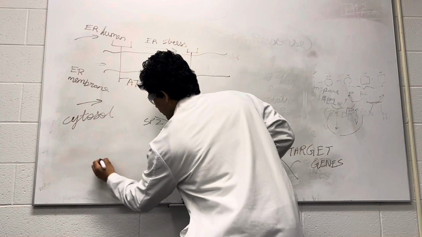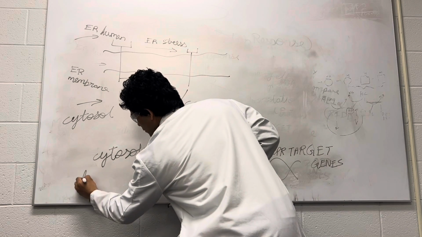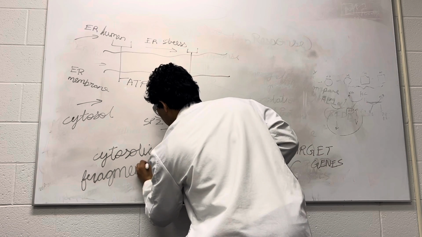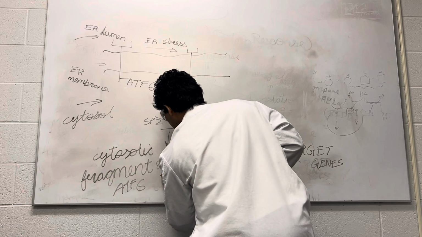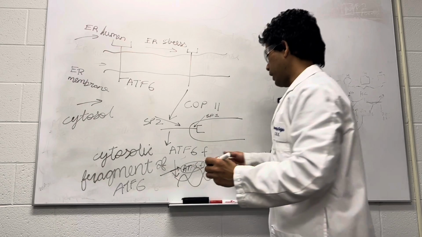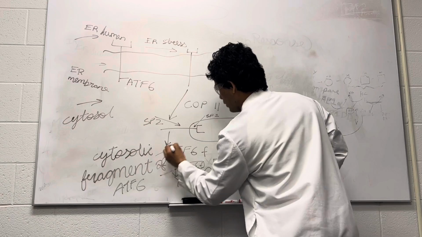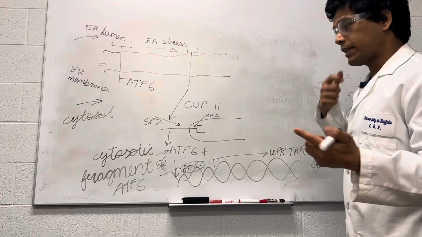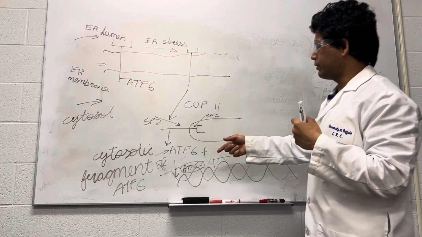So this is the cytosolic fragment of ATF6. What happens after that is this fragment will go into the nucleus and act on the UPR target genes. What are the target genes this ATF6 will act on?